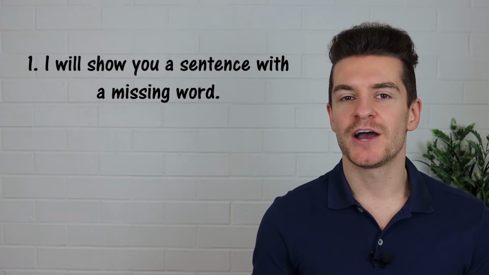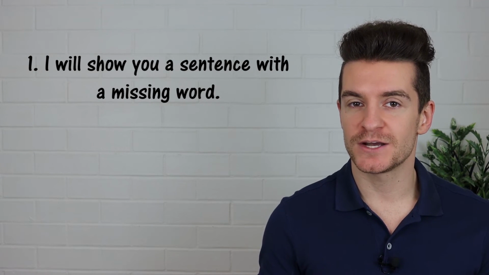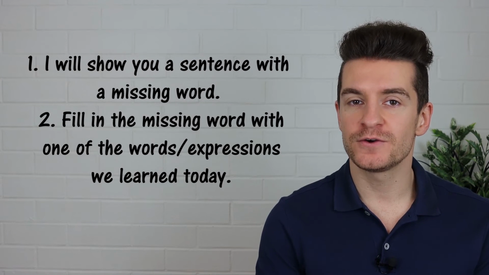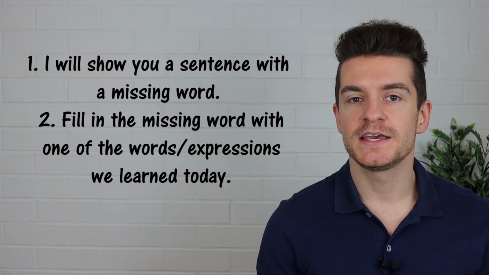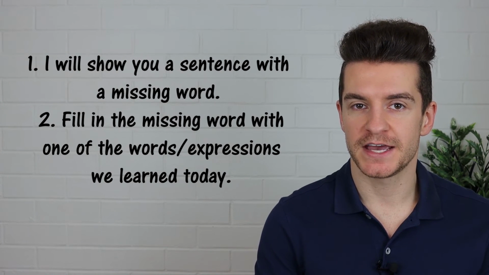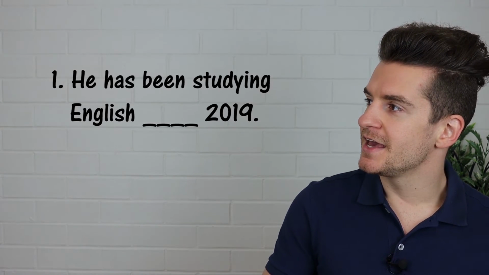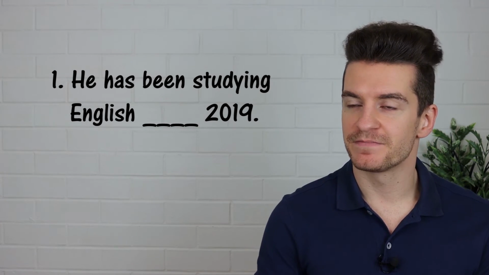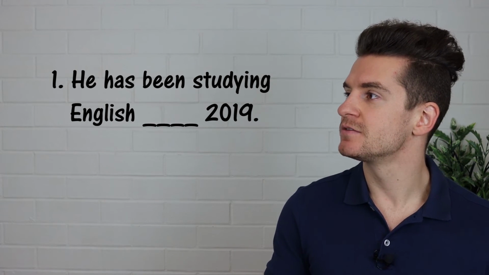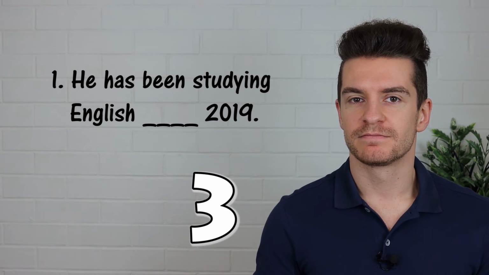Okay, so we have learned 5 new time words and 3 new time expressions. So let's have a little quiz to check your understanding. I will show you a sentence with a missing word, and I want you to fill in the missing word with one of the words or one of the expressions that we have learnt today. Number 1, he has been studying English 2019.